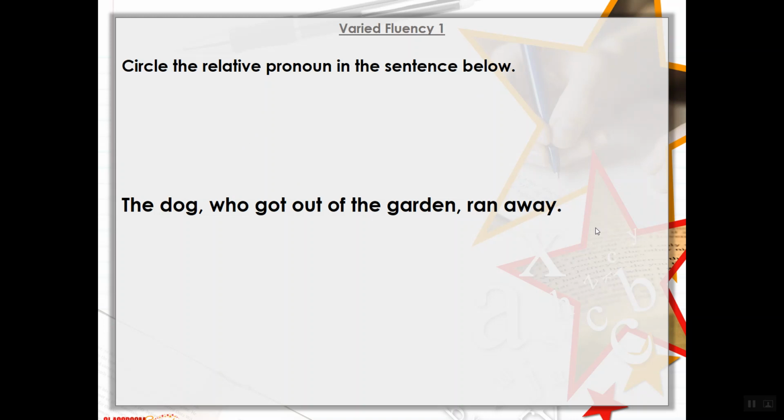Circle the relative pronoun in this sentence. Let's read the whole sentence. The dog who got out of the garden ran away. Without my relative clause, it would say the dog ran away. Describing how he ran away, he got out of the garden and that's how he ran away. So the relative pronoun is who. It's related to the dog. The dog who got out of the garden ran away.